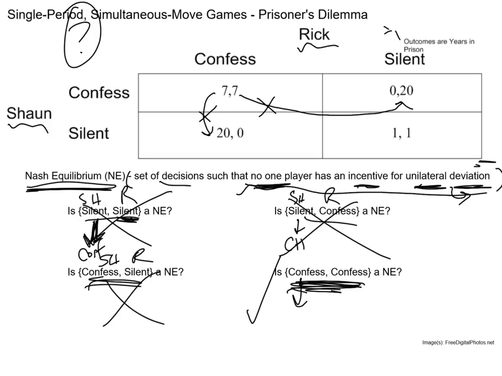Notice I'm saying that confess is the Nash equilibrium. I'm not saying that 7-7 is the Nash equilibrium. That's not the Nash equilibrium. We define Nash equilibrium in terms of decisions, not in terms of outcomes. It's a set of decisions where no one wants to unilaterally change their decision.